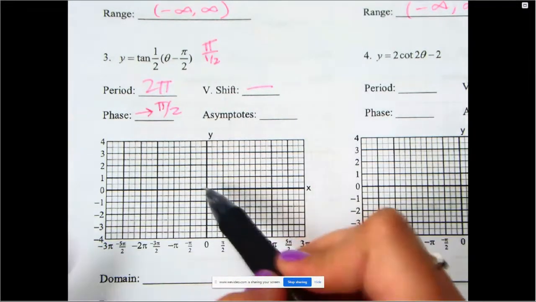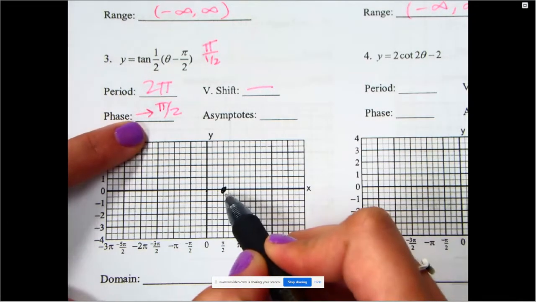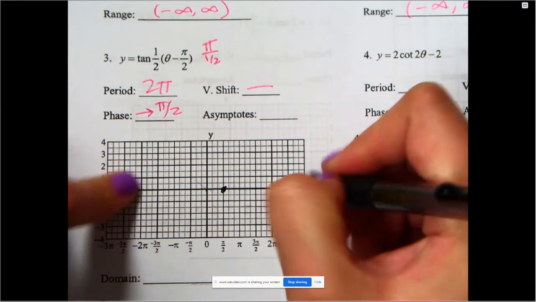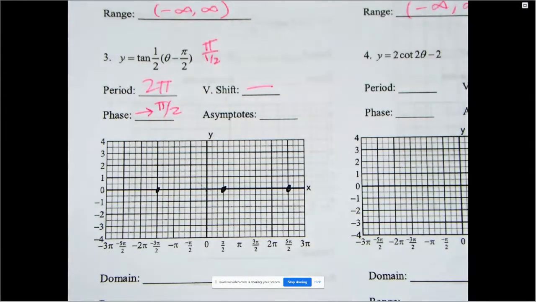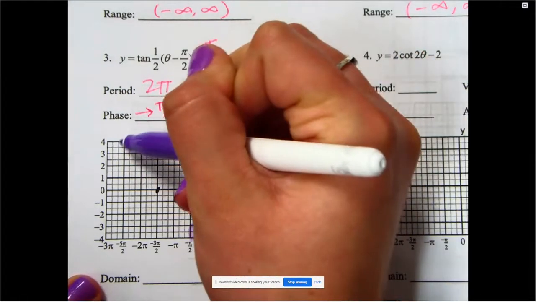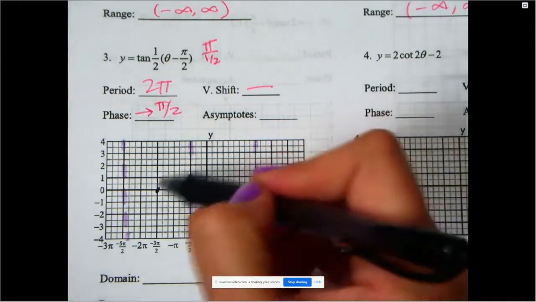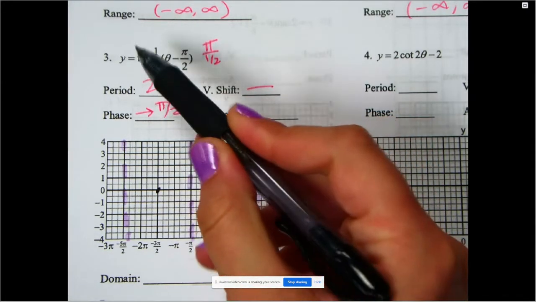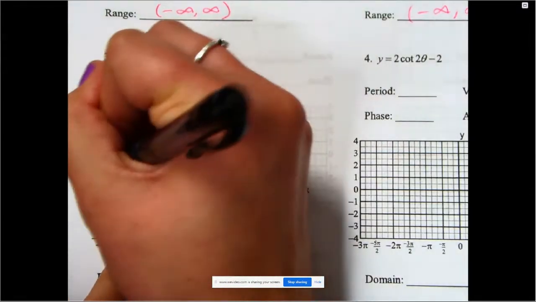So tangent starts on 0. Let's do the transformation. So I'm going to go to the right, pi over 2. Every point from here is going to be 2 pi apart. So I'm going to go here and here. Between those points is the asymptote. And now I'm going to increase because it is positive and go up and down the amplitude. The amplitude is 1. So I'm going to go up 1 and down 1 on either side.